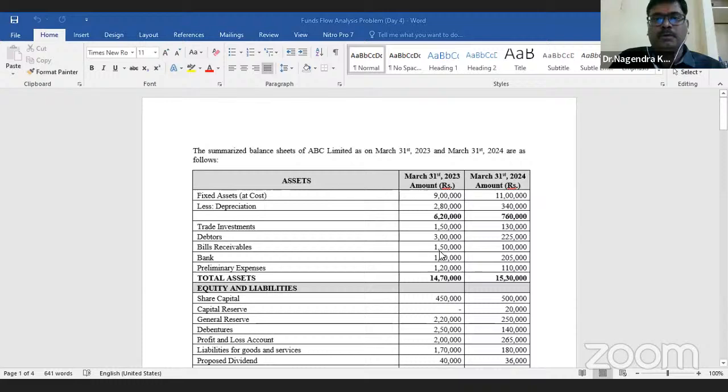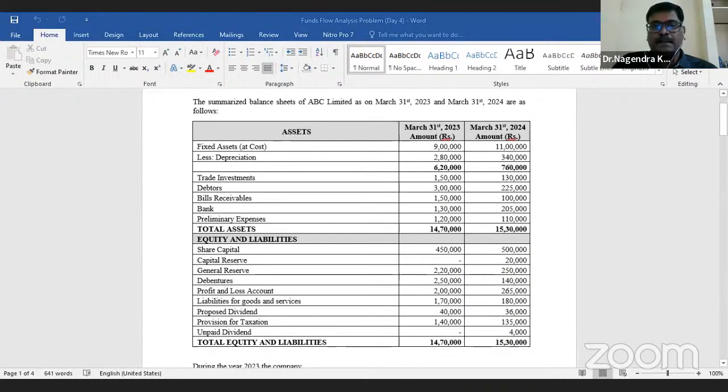So, hope that you are all seeing this problem now. I think everybody is seeing it. Can you see the problem now? Are you able to see the problem?